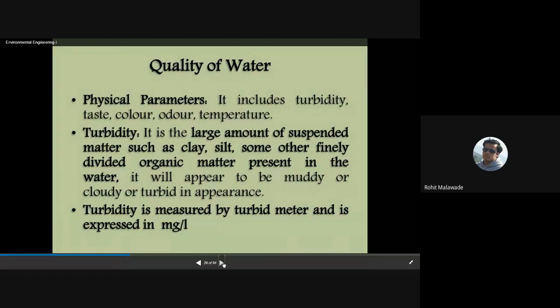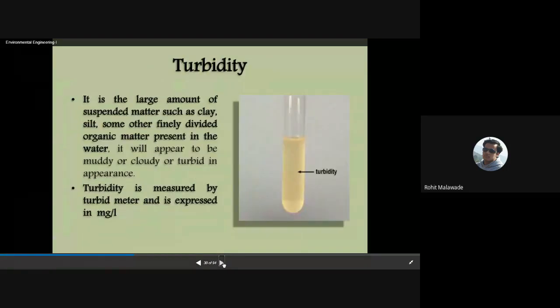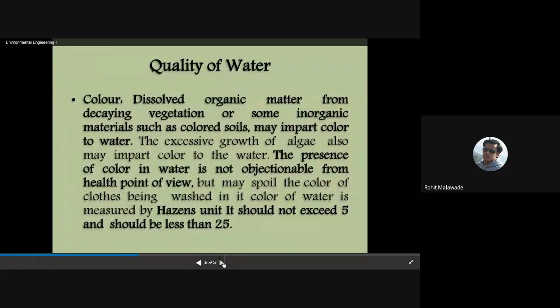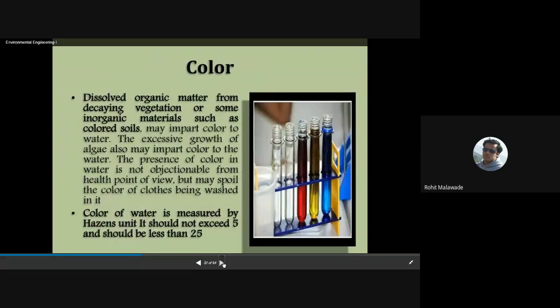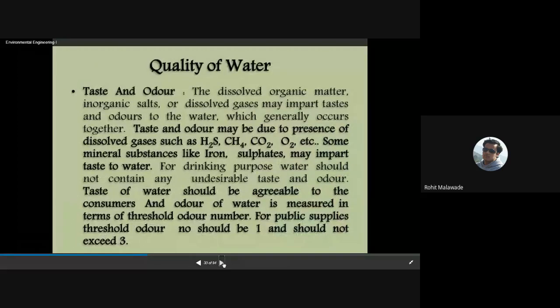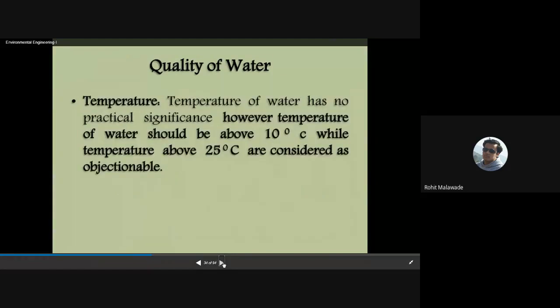In physical characteristics, we discussed what turbidity is, why turbidity is important, and the unit used to measure turbidity. Then we saw what causes turbidity, how color affects you when you drink the water, and the physical parameter with respect to color. Then we discussed what is important in taste and odor, what causes taste and odor, and its unit. Then we discussed temperature.